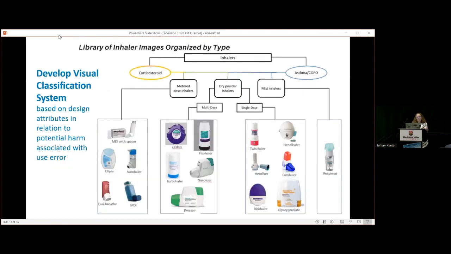So first they started by saying, okay, let's look at different ways to categorize inhalers. And they started first by their sort of mechanistic categories.